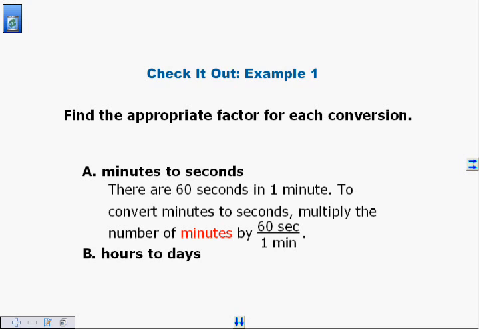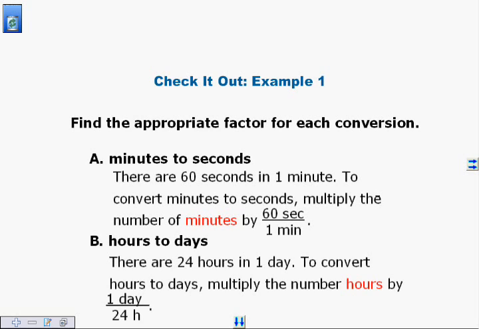So try B, hours to days. You're converting from hours to days. To over from. Press pause. Okay, there are 24 hours in 1 day. To convert hours to days, multiply the number of hours by, remember we're converting to days, so that's on top, 1 day to 24 hours. Hours is on bottom because that's what we're converting from. Days is on top because that's what we're converting to. To goes on top, from goes on bottom.